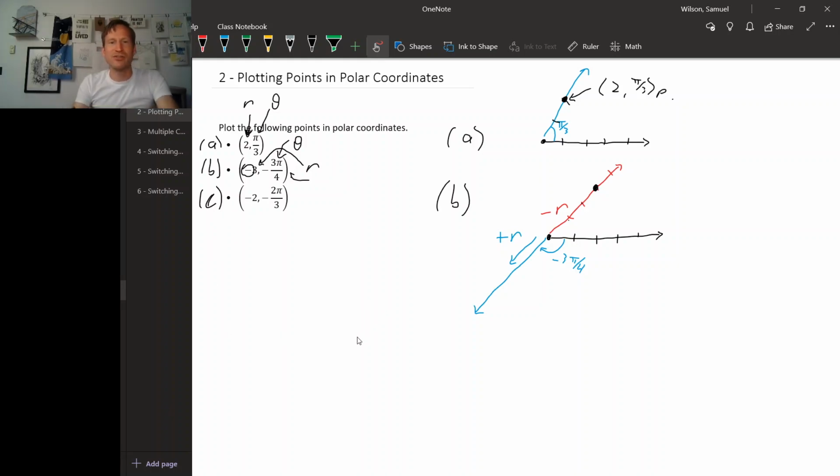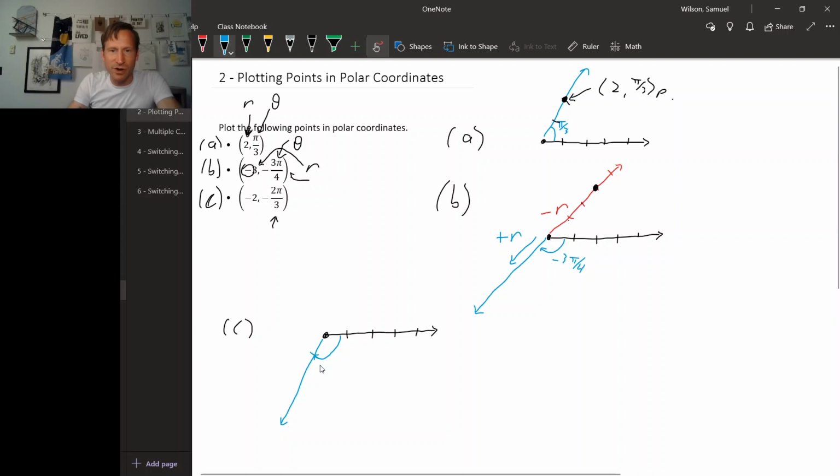C, so negative 2, negative 2 pi over 3. Let me put it down here. So again, we need an origin and a polar axis. All right, so first we need to draw this angle, negative 2 pi over 3. So that's going to be something like this. All right, I didn't make any distance markings. Let's make some distance markings, something like this.